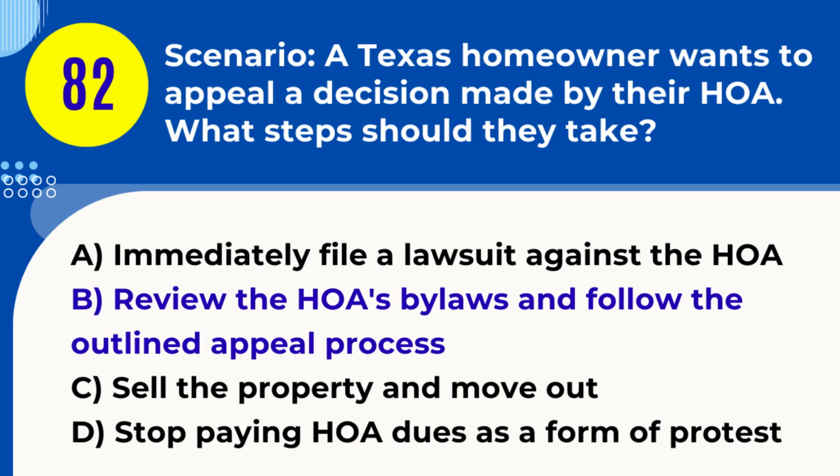Answer. B. Review the HOA's bylaws and follow the outlined appeal process. Explanation. If a Texas homeowner disagrees with a decision made by their homeowners association, HOA, they should first review the HOA's governing documents, which typically include an appeal process. Following these procedures is the initial step in challenging the decision.